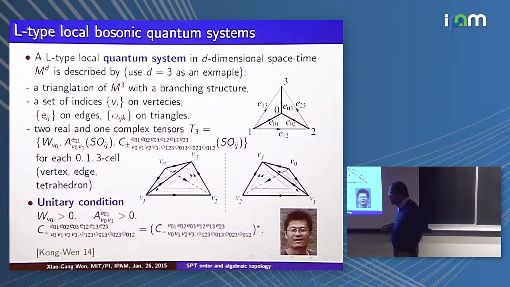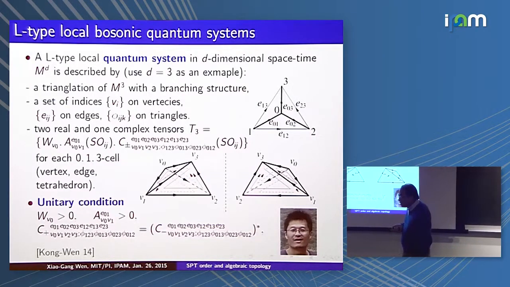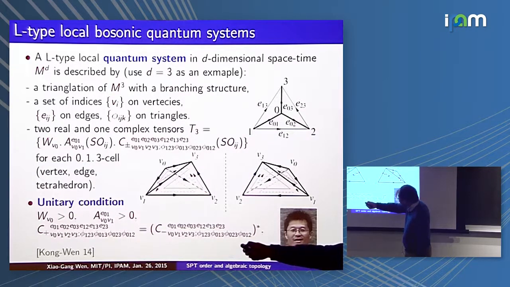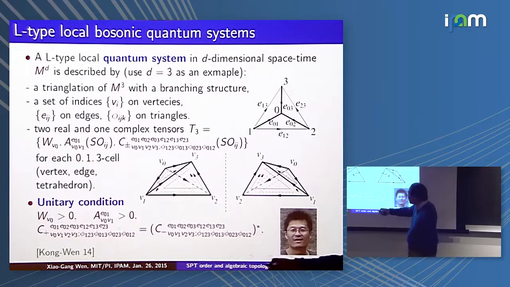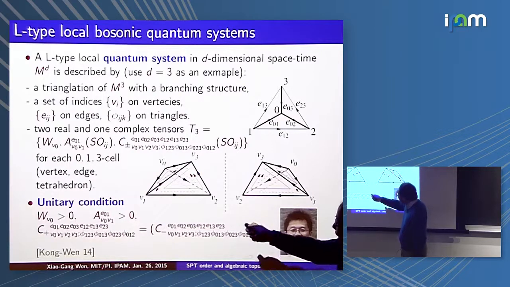You need to tell us what the vector spaces are that these tensors operate on. Those are just complex tensors. These two are real tensors, which are positive. This is the one defined on the vertex. On the edge, they're some kind of weighting factor. But the C in general is a complex tensor.